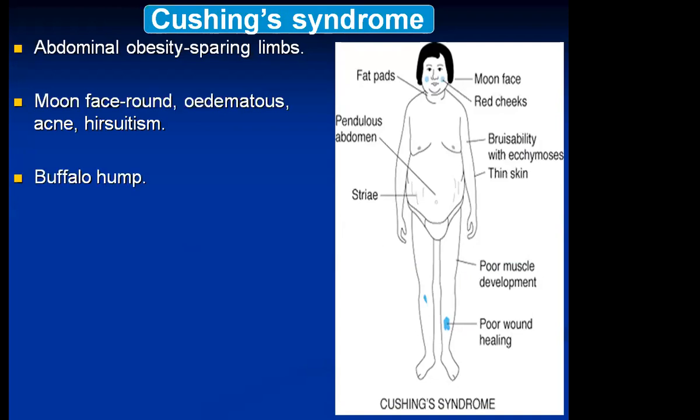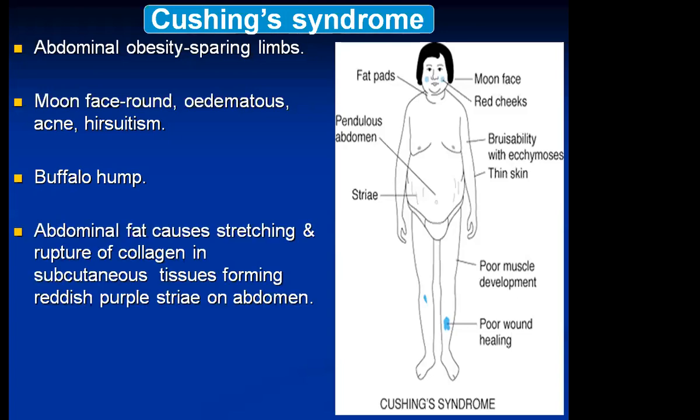There can be buffalo hump. Buffalo hump means there is deposition of fat on the upper part of your back or in the neck region. So just like a hump which is present on the buffalo's back, that typical buffalo type of hump will be present on the back of the person who is suffering from Cushing syndrome.